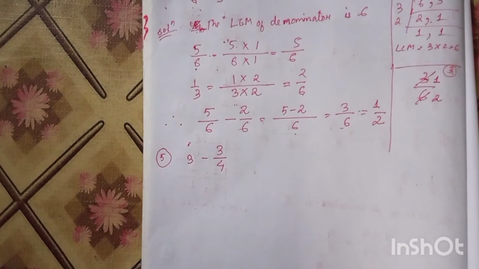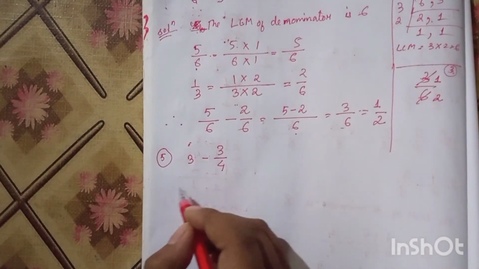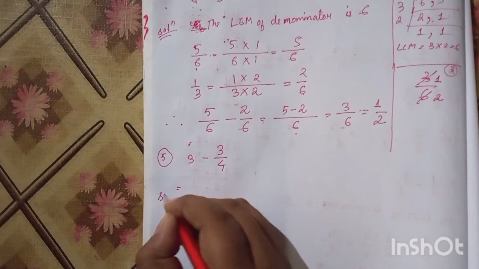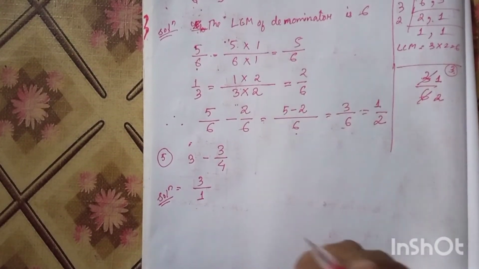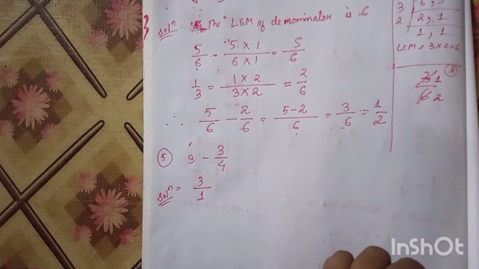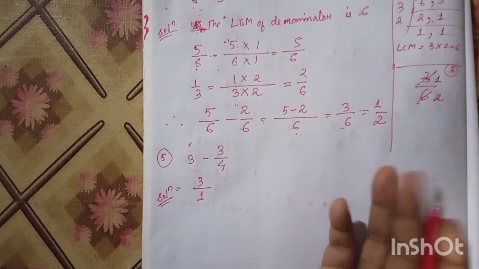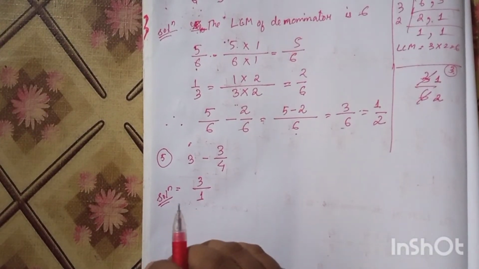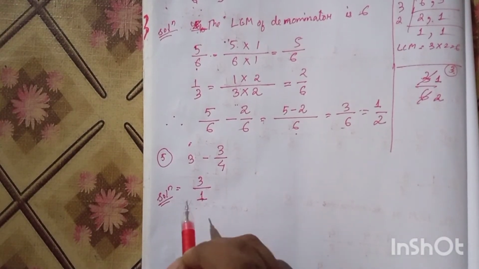Now look at the next problem. Here one is a whole number and another is a fraction. So what should I do here? That's very simple. We should convert this whole number into a fraction by adding 1 as the denominator. Always remember, every whole number has a denominator, that is 1.